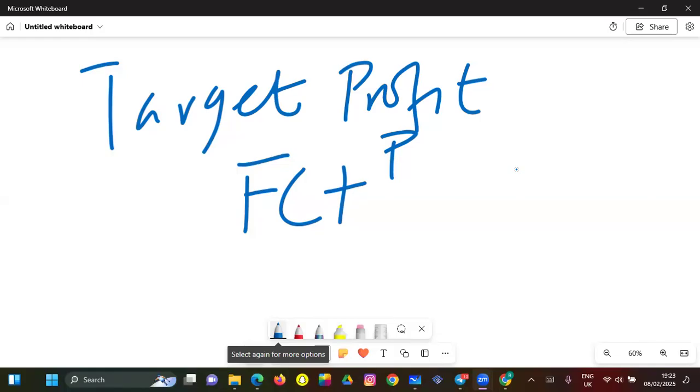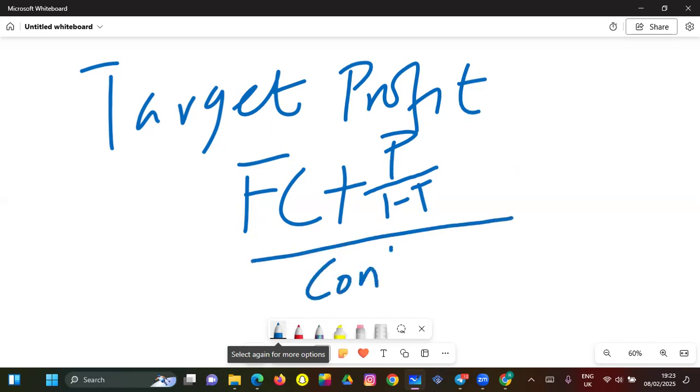Because there will be an introduction of tax, now if we want to get our profit target, we have to divide it by 1 minus the tax. So the break-even units will be fixed cost plus profit target over 1 minus tax, all over the contribution, where the contribution is the selling price minus the variable cost per unit, right? So that is basically it when we are introducing profit. So you see something?